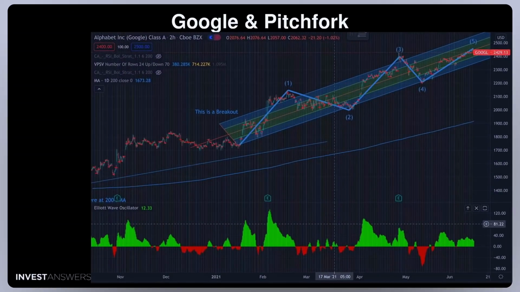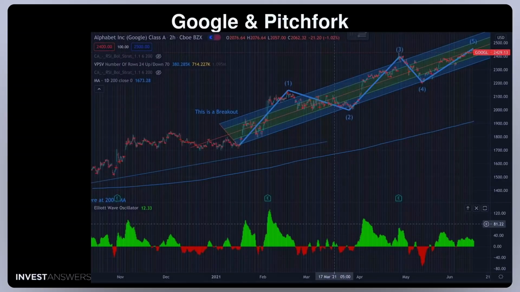And what I use sometimes as well to find my Elliott waves is the pitchfork tool. I've covered that in my trend lines TA video. And I also use the Elliott wave oscillator at the bottom. This helps me identify exactly where we are in the Elliott wave cycle.